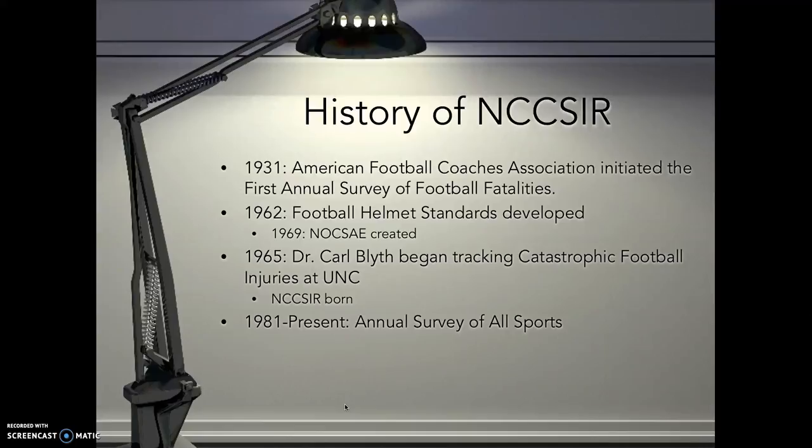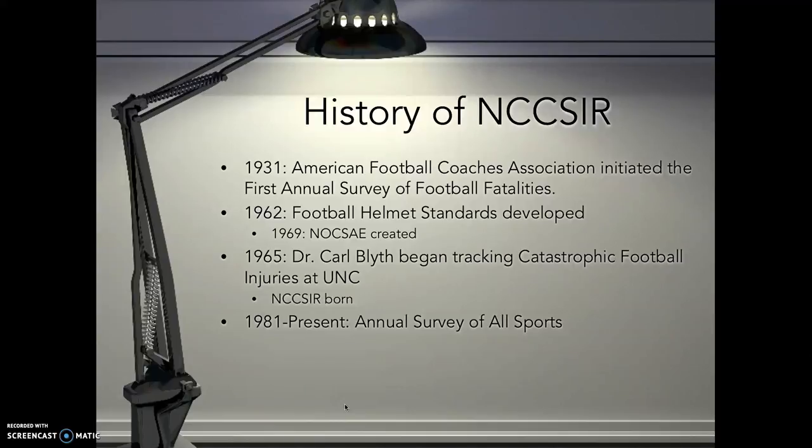So in order to understand what happened at that time period, we might want to understand a little bit about the NCCSIR. That's kind of a clue. So what happened is that in 1931, the coaches started realizing that we're seeing a lot of really serious injuries in football. So the AFCA initiated the first annual survey of football fatalities. So they were only concerned about who was dying playing the sport. In 1962, kind of as a result of this effort started 30 years earlier, there were football helmet standards developed, and that resulted in 1969 in NOCSAE being created.